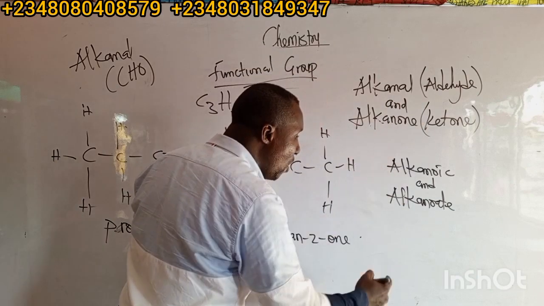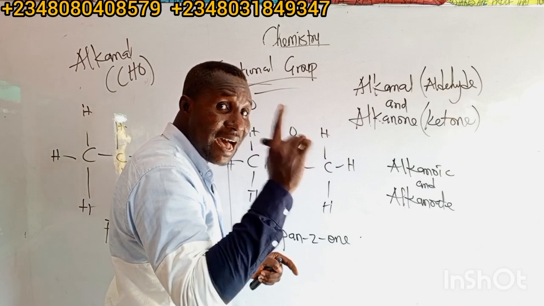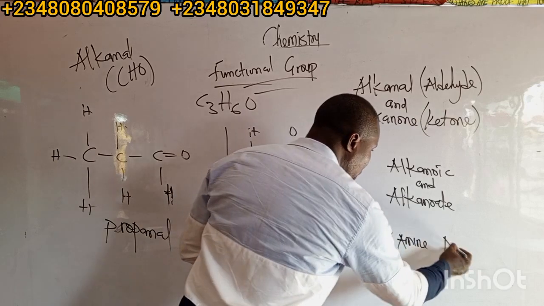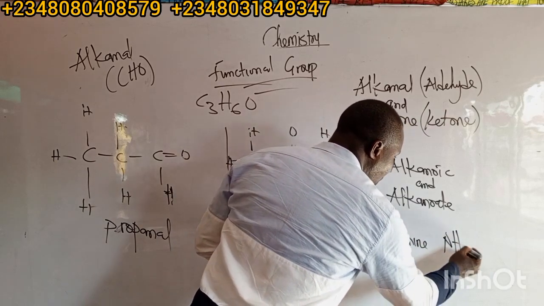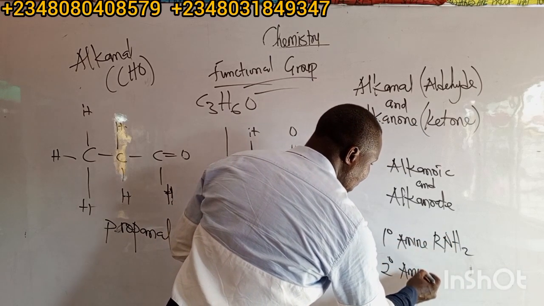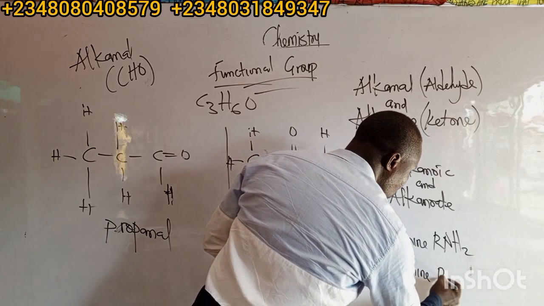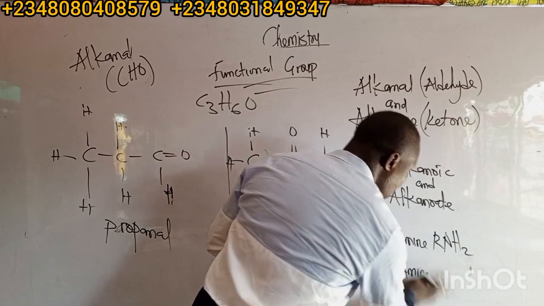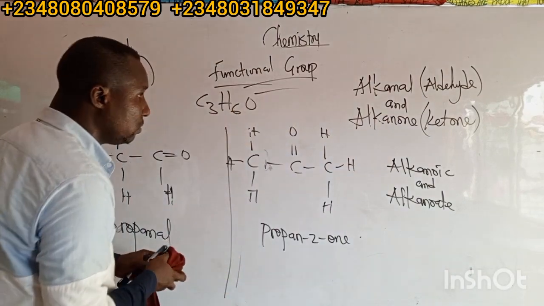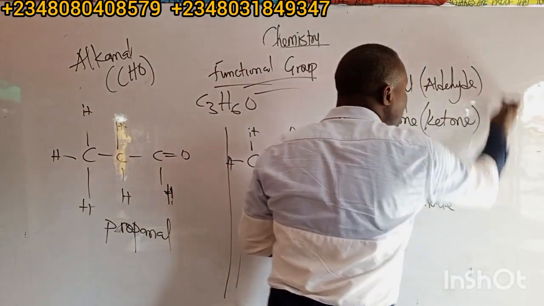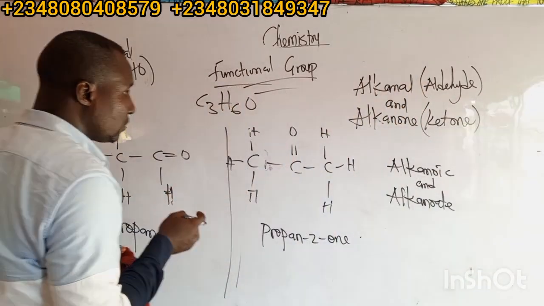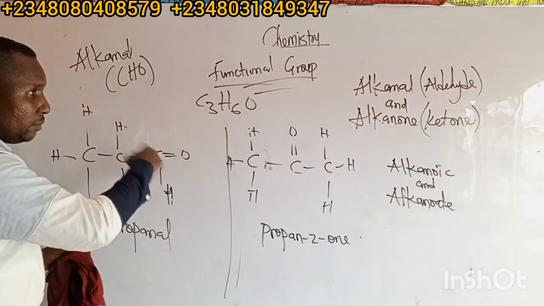It also occurs among amines, the types of amine: primary amine, when you replace one atom of hydrogen in ammonia by one R, then secondary amine, where you have two R. Let me write it here so that you can understand. I hope you've written this. Okay, let me rub this one off.